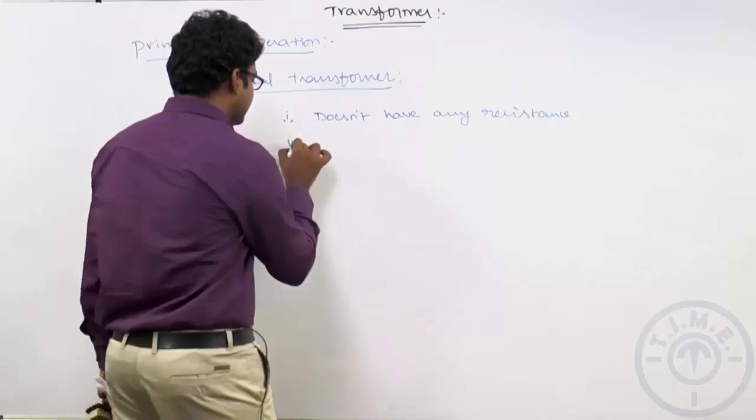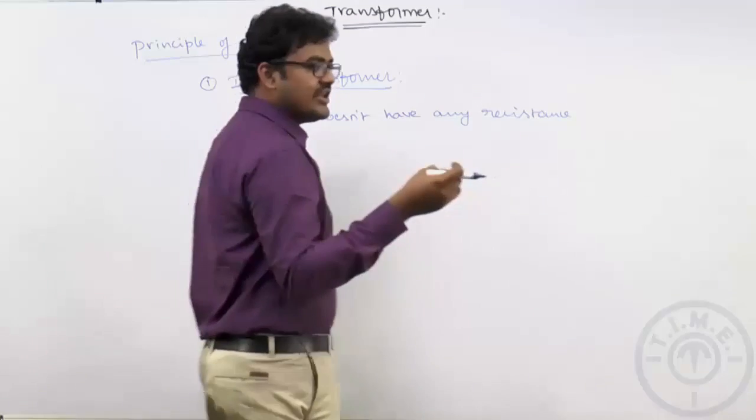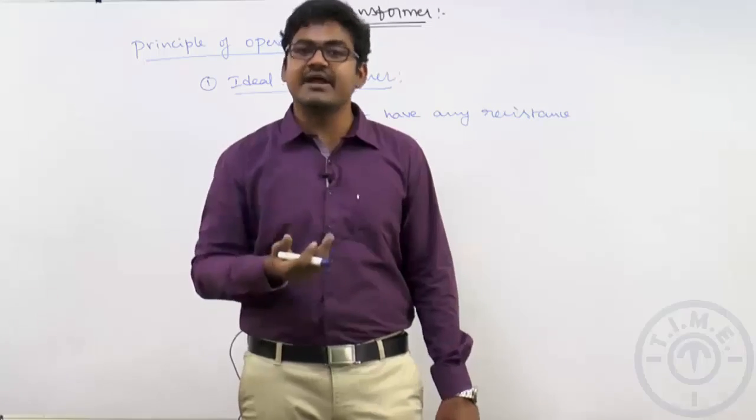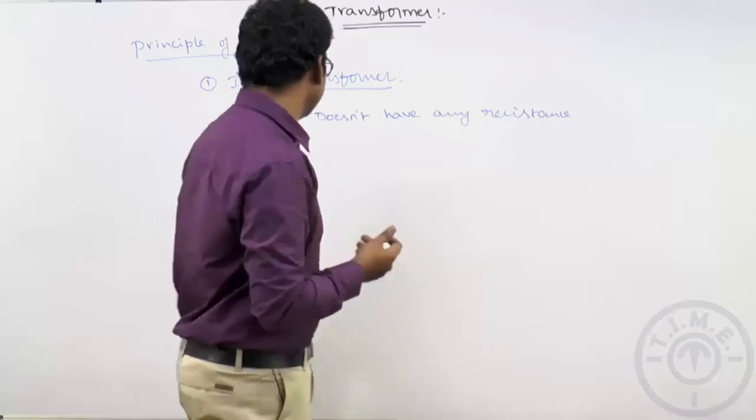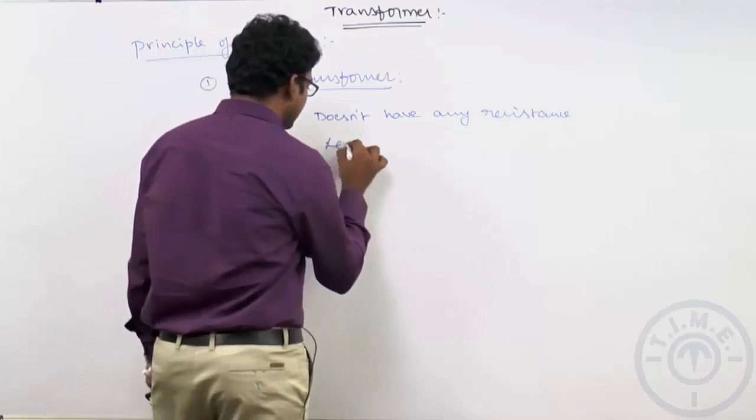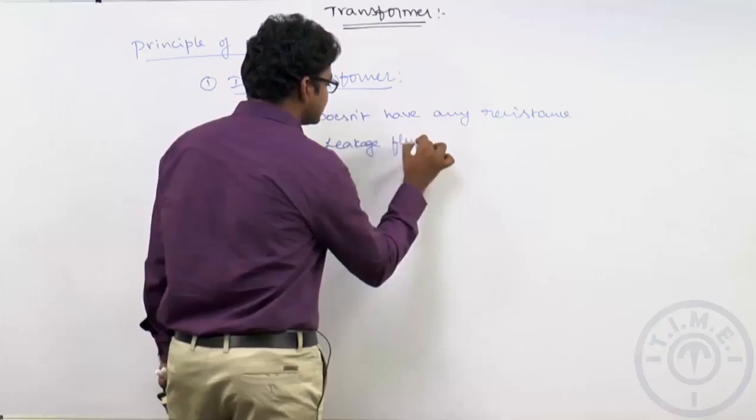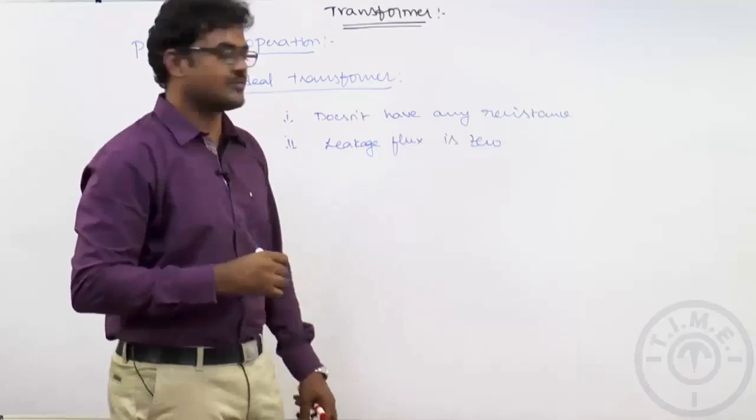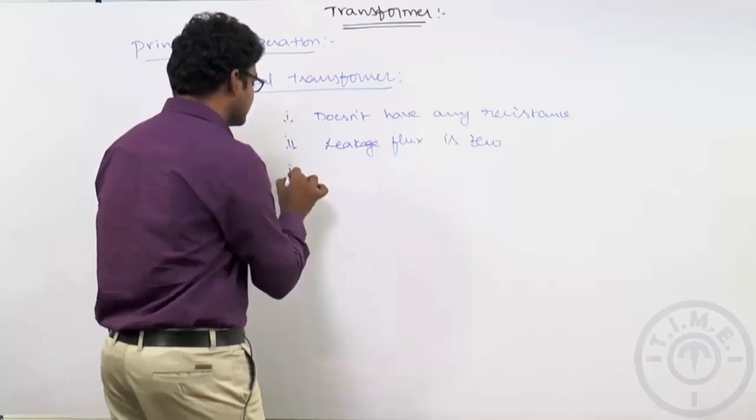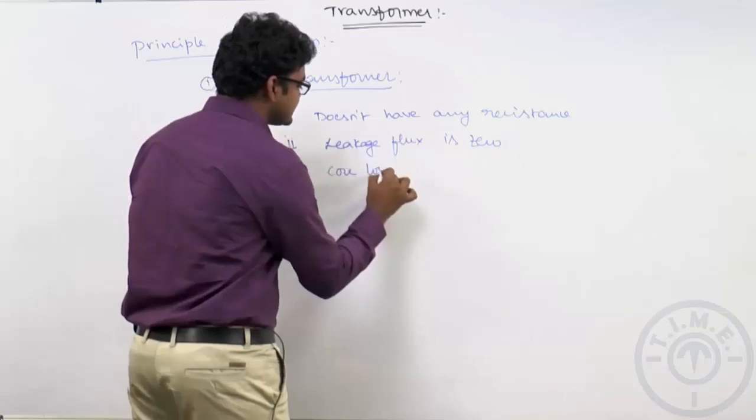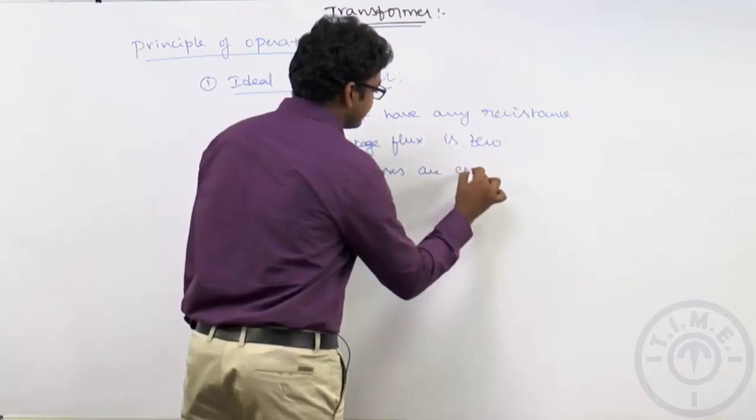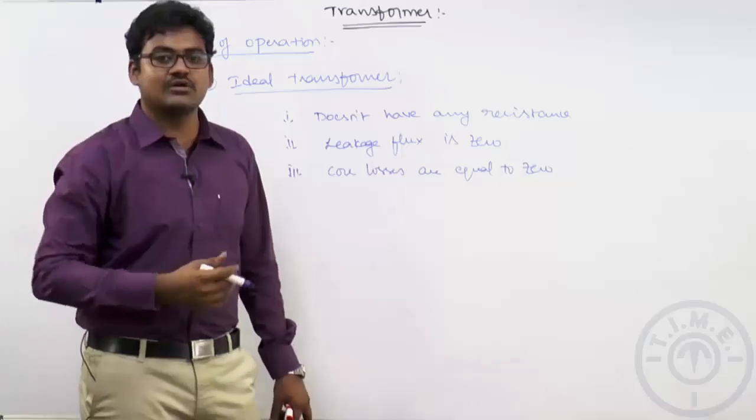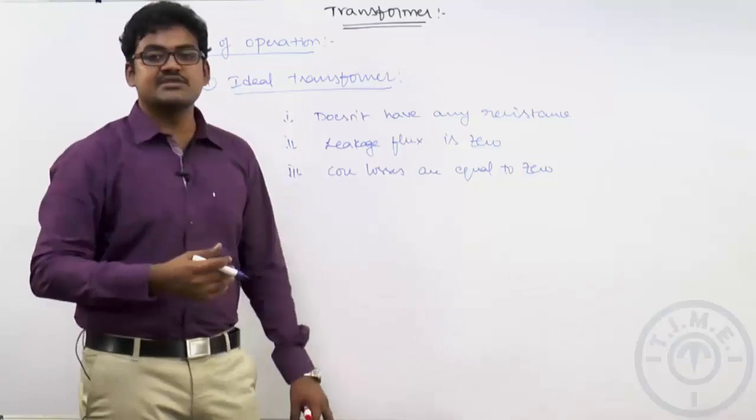Actually every winding will have finite resistance, but if you assume the resistance is equal to 0, that will become an ideal condition, that is not a practical condition. Next one is leakage flux. Leakage flux is 0. No leakage flux is available in an ideal transformer. And the third condition that must be satisfied is core losses are equal to 0. That we will discuss later. What is meant by core loss and what are the characteristics, we will see in the subsequent lectures.